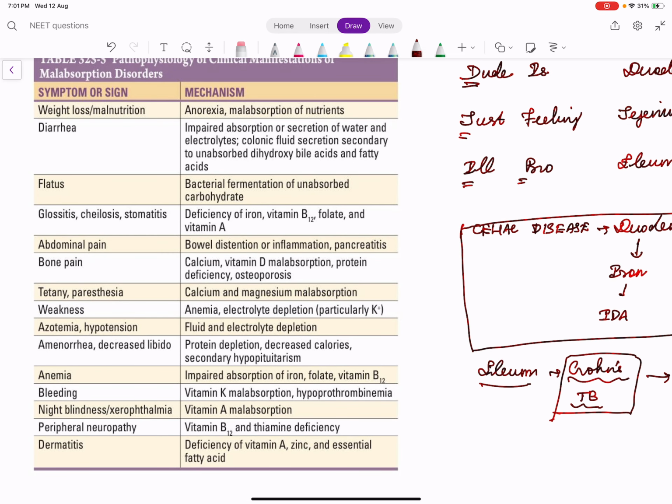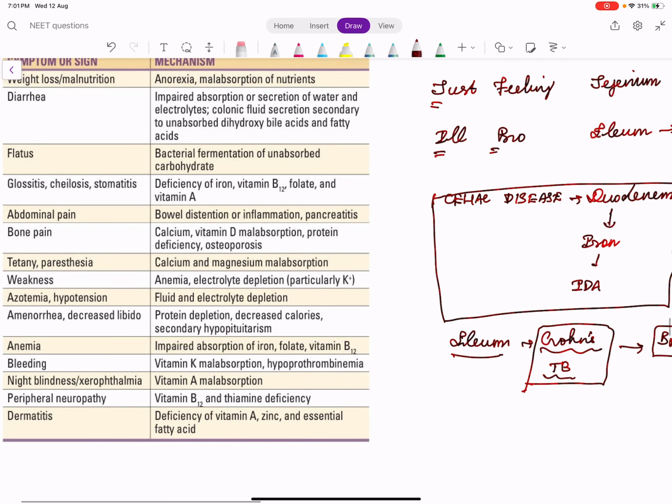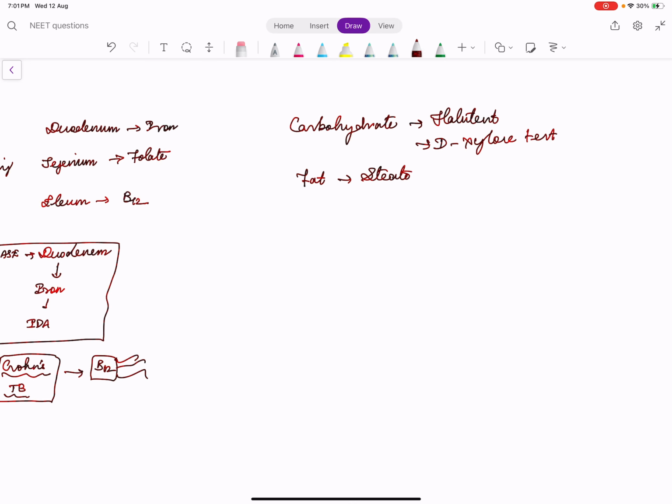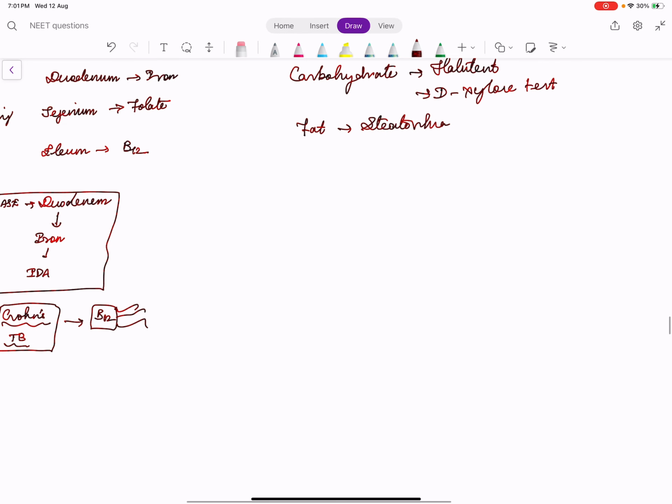This is the reason why we must know the clinical manifestations of a particular vitamin or mineral deficiency, right? So this is about vitamins and minerals. What about macronutrients? When carbohydrates are not absorbed, they get fermented by the intestinal bacteria to give dyspepsia or flatulent dyspepsia. So the test done here is the D-xylose test. What about fat malabsorption? When fat is not absorbed, it leads to steatorrhea. Steatorrhea is fat in stools, right? Here we have 72-hour fecal fat estimation.